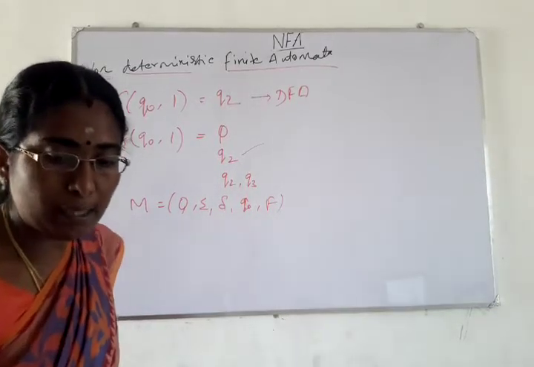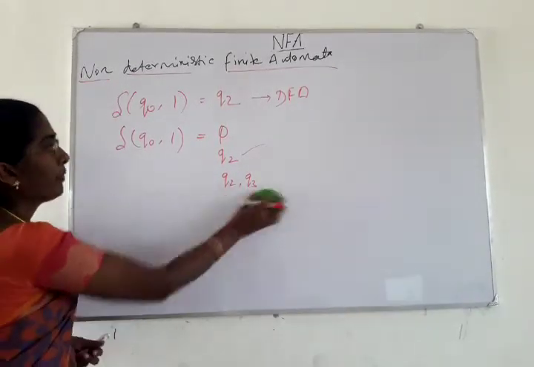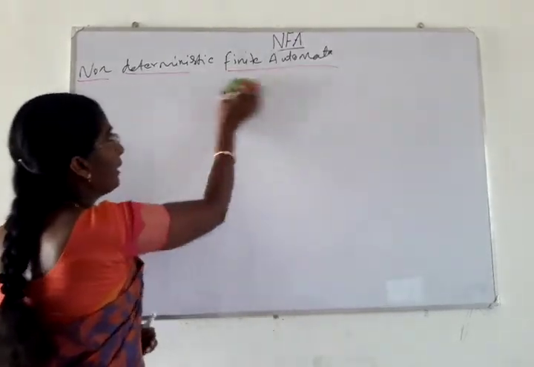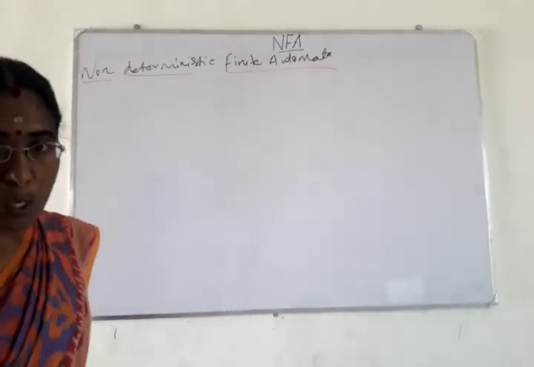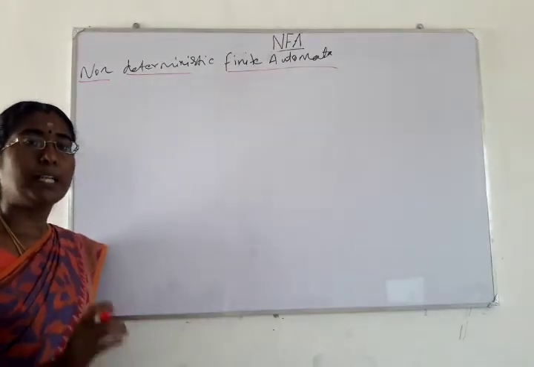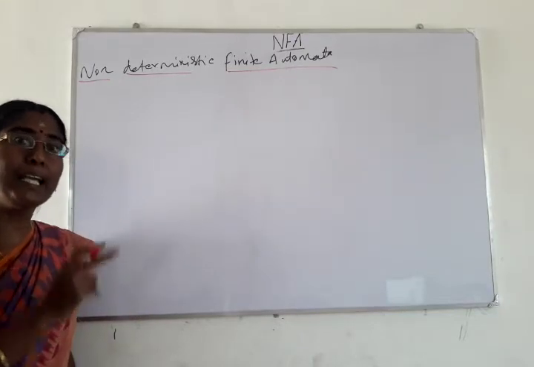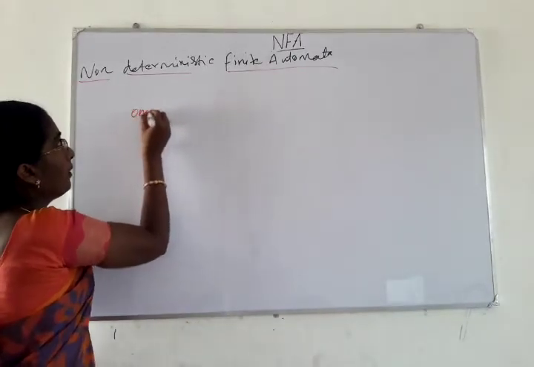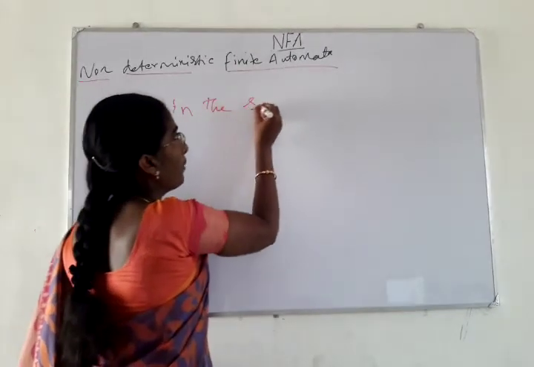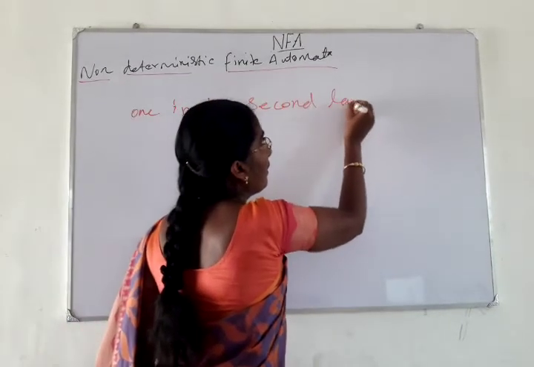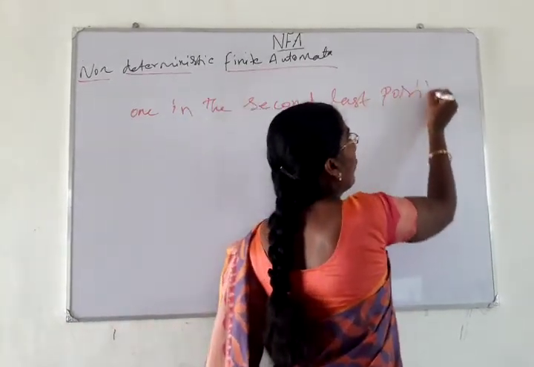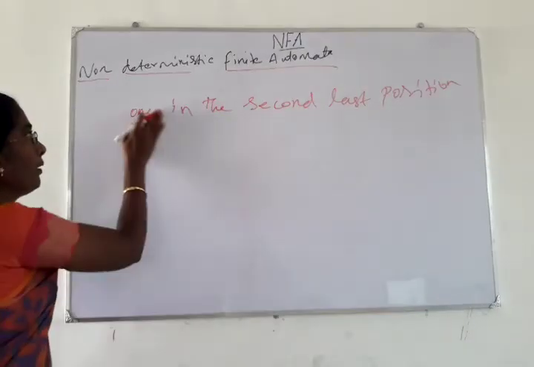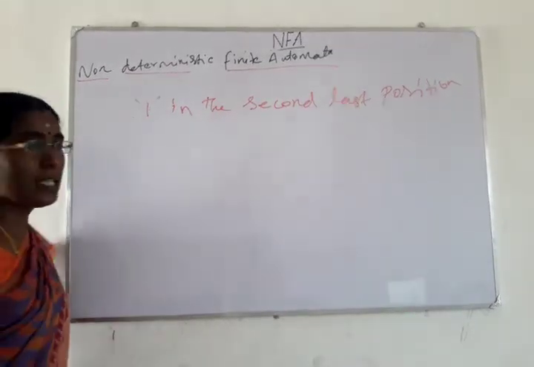Consider an example of how we will construct an NFA. The NFA has to accept the set of strings that have 1 in the second last position. Construct an NFA that accepts strings having the symbol 1 in the second last position.